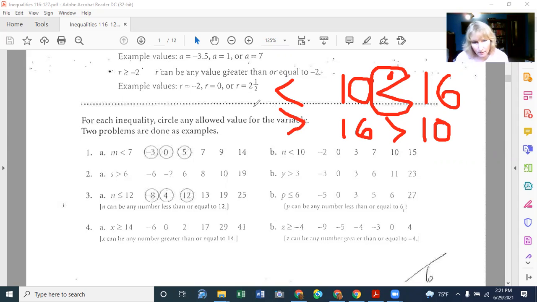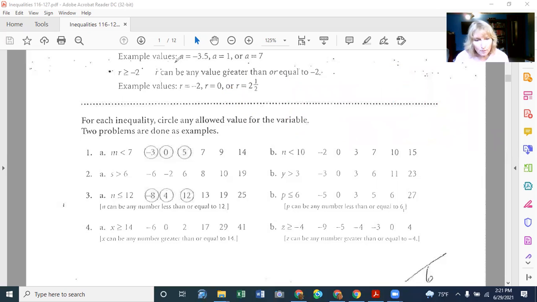If they put a line underneath, that means greater than or equal to, so it includes the number. This way is less than or equal to. The first one is less than, and this is greater than. It'll be easier to tell when there are numbers in there.